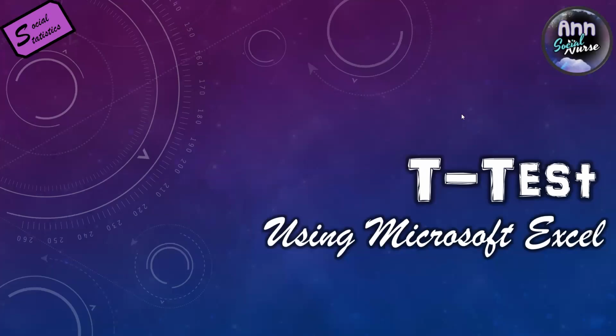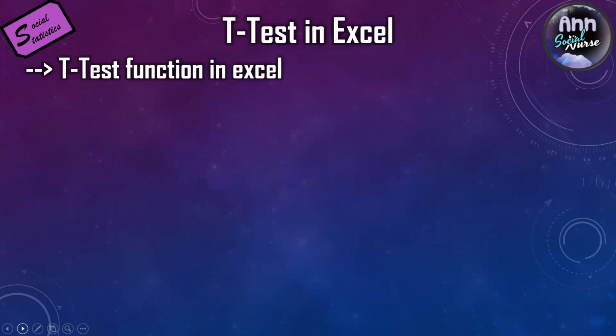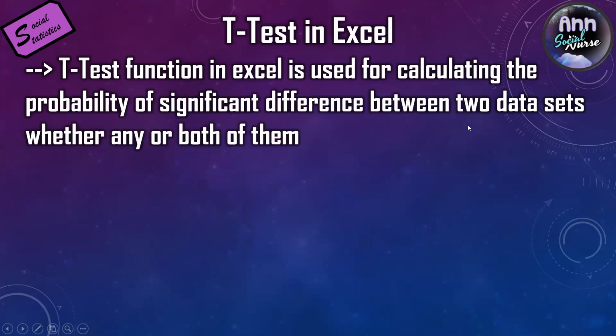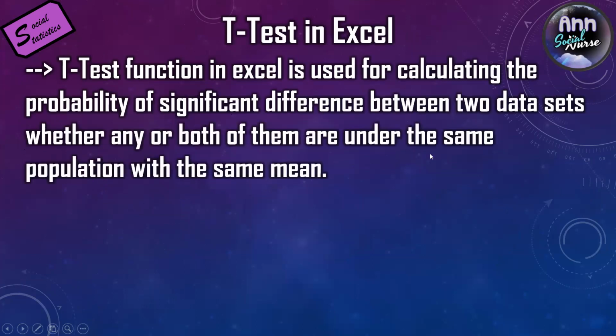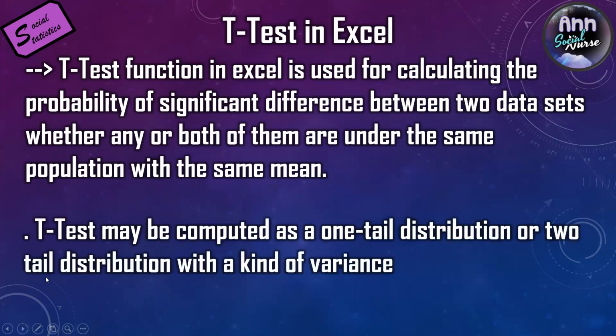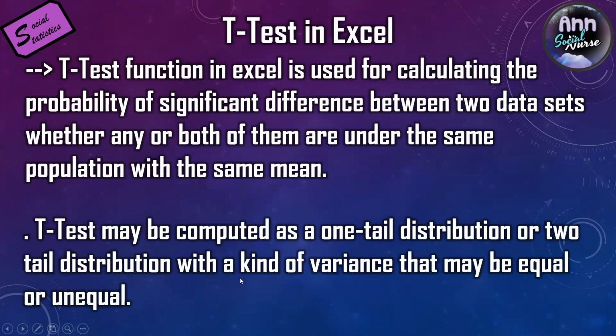In this lesson on t-test, we are going to use Microsoft Excel software in the computation. The t-test function in Excel is used for calculating the probability of significant difference between two data sets, whether any or both of them are under the same population with the same mean. A t-test may be computed as a one-tailed distribution or two-tailed distribution with a kind of variance that may be equal or unequal. You remember I mentioned in the normal distribution, the 0.05 that you divide into 2 will signify one tail or two tail.